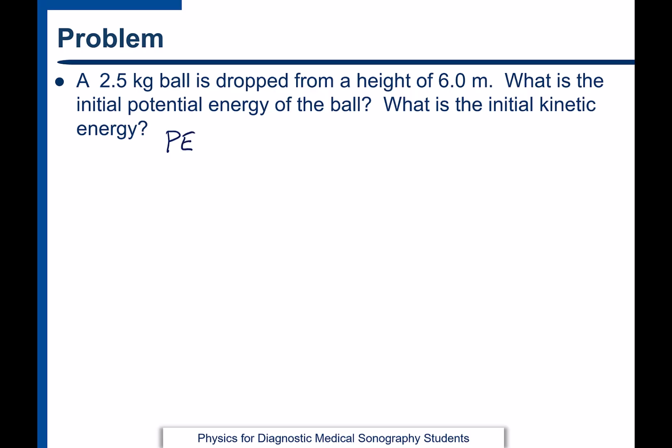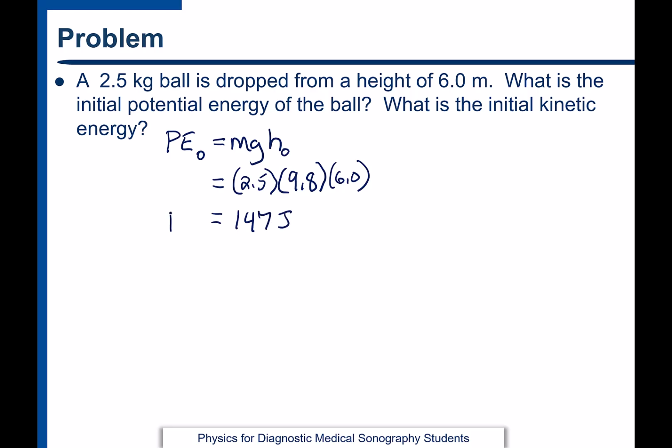The initial potential energy, and I'll put a naught there just to remind me that it's initial, is just mgh. The initial height, I could actually put a naught there just to indicate initial height. So the mass is 2.5, g is always 9.8, and the height is 6. So if you calculate that, you should get 147 joules. That would be the initial potential energy.